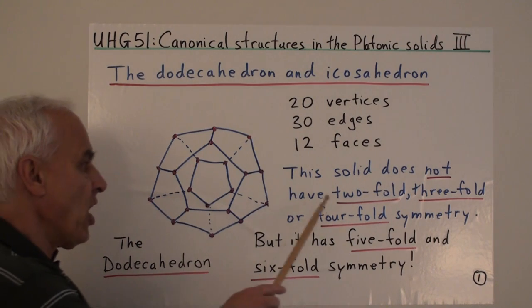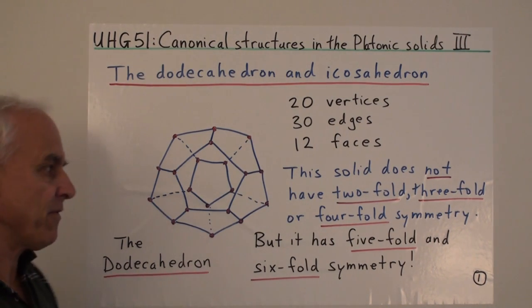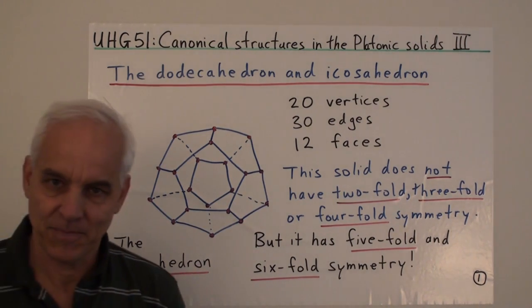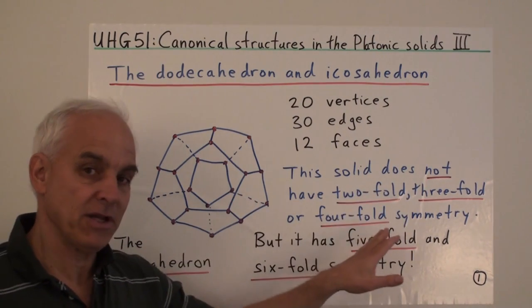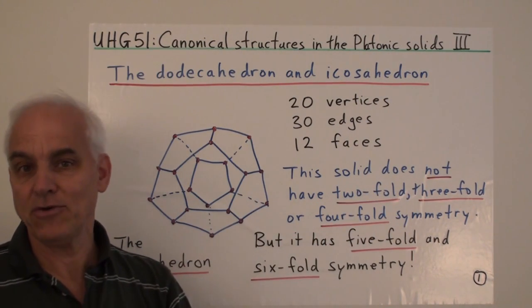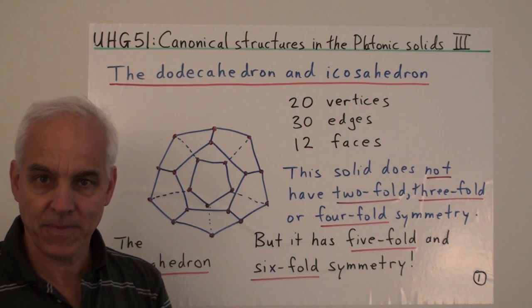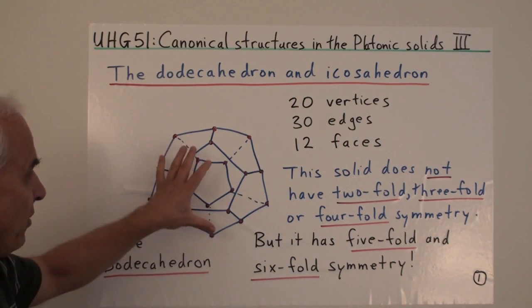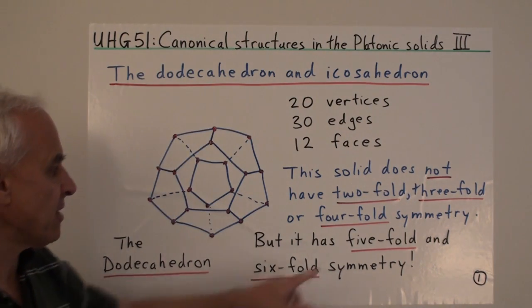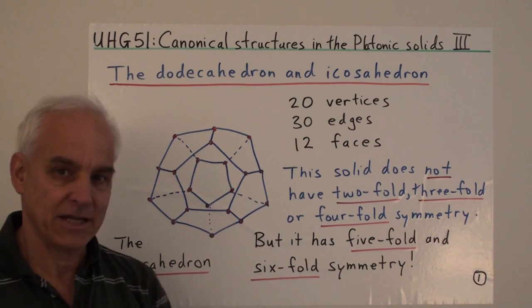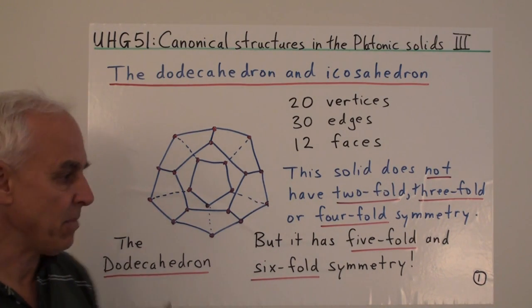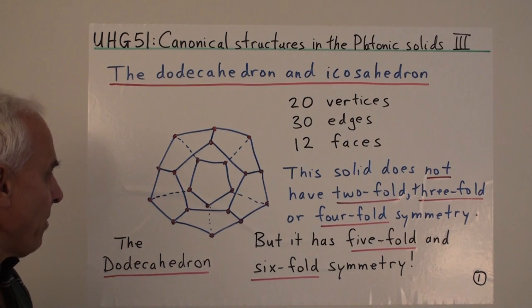Now this solid does not have twofold or threefold or fourfold symmetry. We've seen those kinds of symmetries for the tetrahedron and the cube and the octahedron. The dodecahedron and the icosahedron instead have fivefold and sixfold symmetry. And that's going to be sort of the heart of the topic today.